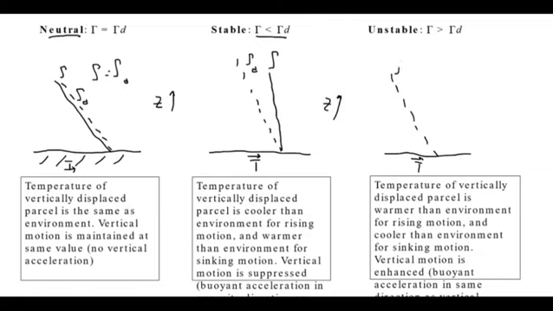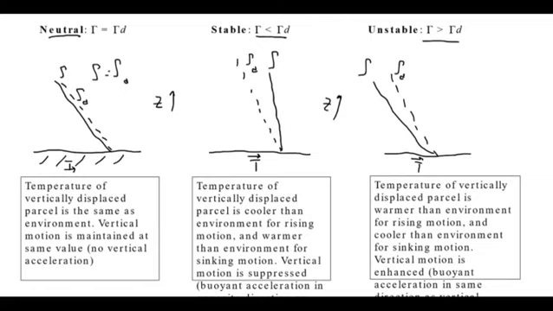Getting a little sloppy here, but that's fine. And then, as you can imagine, if we do this, that's an unstable atmosphere. The rate of temperature change with height in the environment cools at a greater rate than the dry adiabatic lapse rate. Then gamma is greater than gamma D, and this would give rise to vertical acceleration of rising motion.